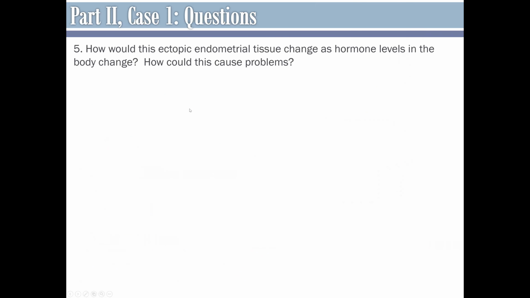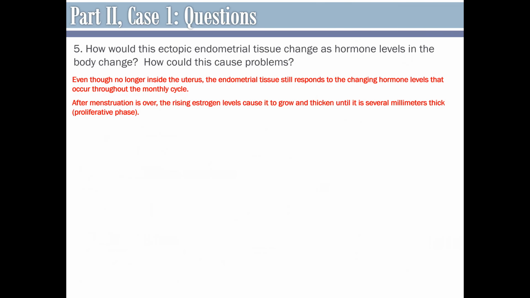So number 5, how would this ectopic endometrial tissue change as hormone levels in the body change, and how could this cause problems? So even though it's no longer inside the uterus, the endometrial tissue still responds to the changing hormone levels that occur throughout the monthly cycle. After menstruation is over, the rising estrogen levels will cause that tissue to grow and thicken until it is several millimeters thick. This is the proliferative phase, and it doesn't matter that it is no longer inside the uterus, it's still going to undergo these changes.